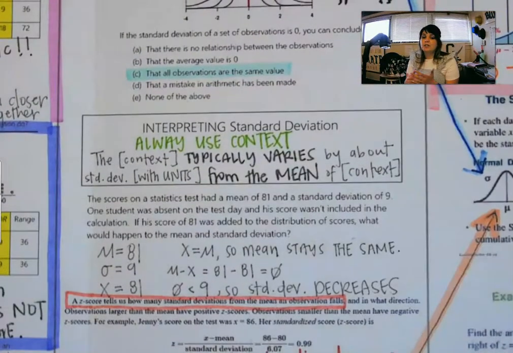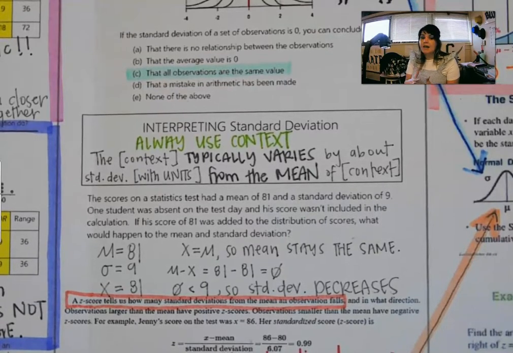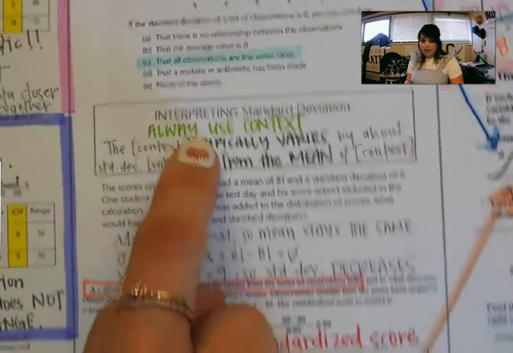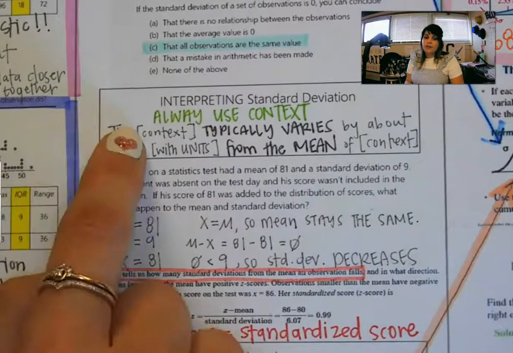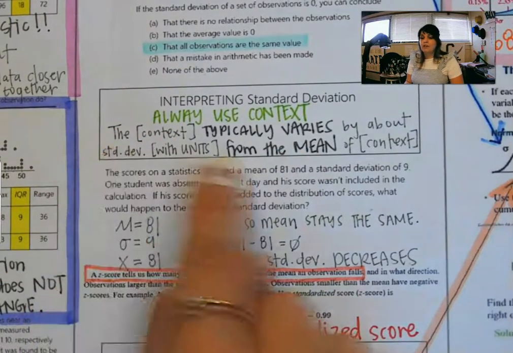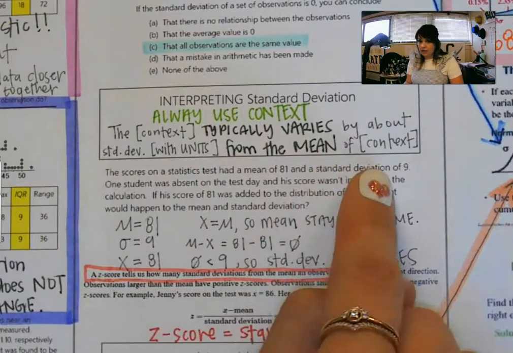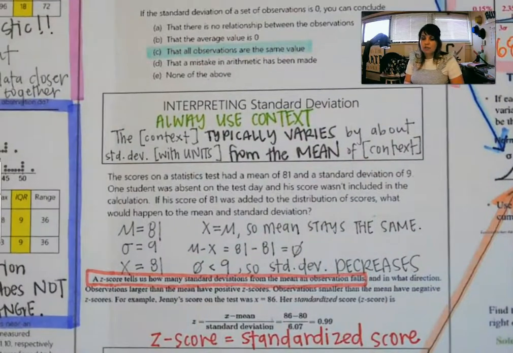How do we interpret standard deviation? You must always use context. You cannot just say 4 typically varies about the mean by about 2. You have to add in context. So here, always use context. You want to say the height typically varies by about ½ an inch from a mean height of 5 inches. So always use context, always include units.